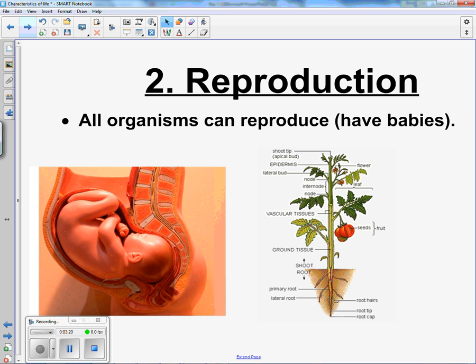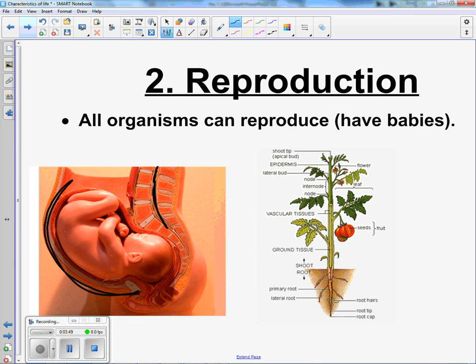Number 2 is reproduction. All organisms can reproduce, have babies. So there are 2 types of reproduction. There's sexual and asexual. So this is a baby. There's a woman who's pregnant. You can see her belly over here. And you can see her spine over here. And the baby is going to be born. And the baby came as a product of sexual reproduction.